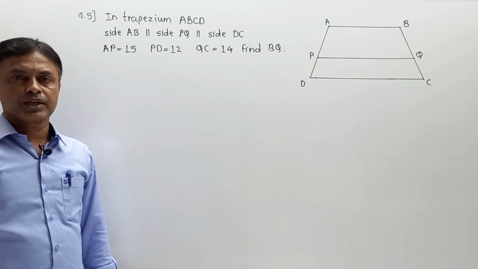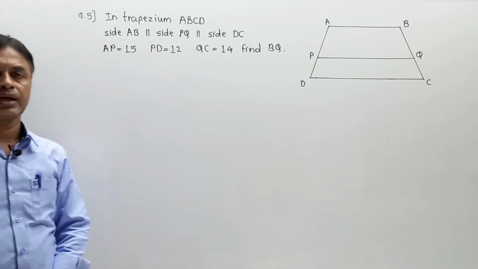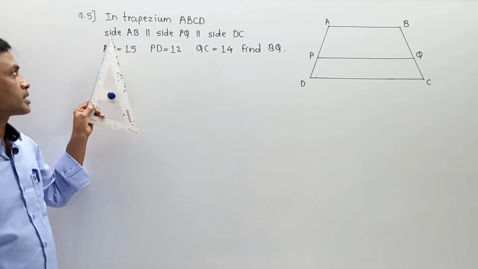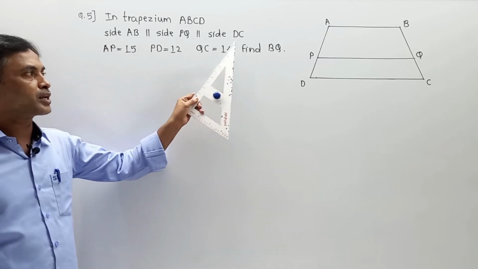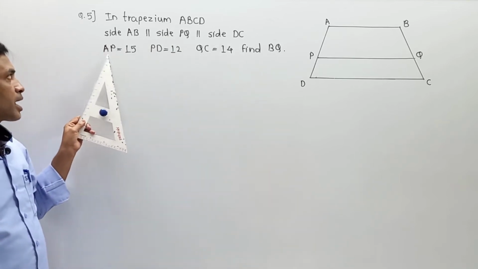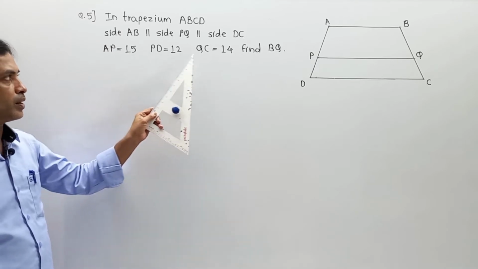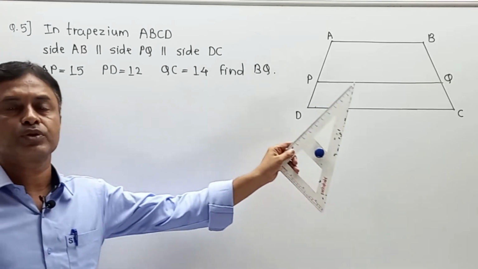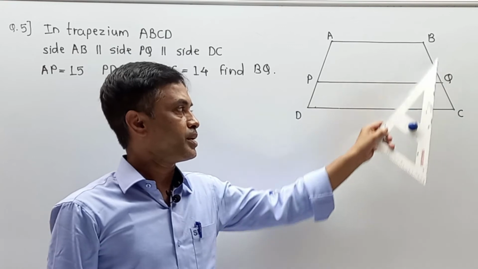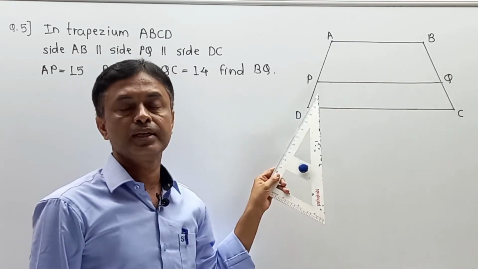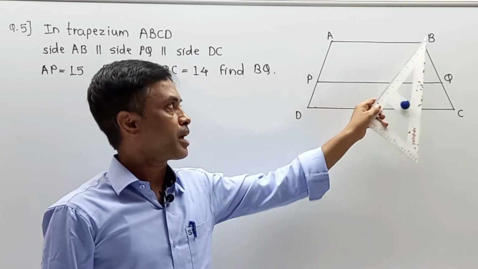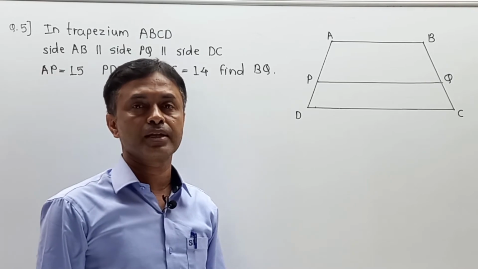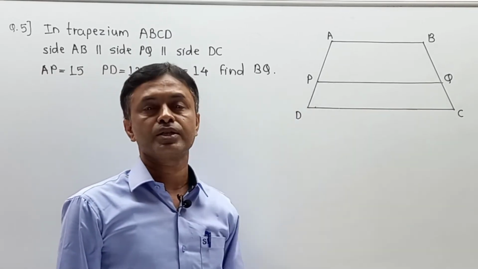Okay student, now moving to the next question, and that is question number 5. In trapezium ABCD, side AB is parallel to side PQ, parallel to side DC. AP equal to 15, PD equal to 12, QC equal to 14, then find BQ. Now we are trying to understand the same question from the diagram point of view. ABCD is a trapezium in which AB is parallel to PQ, parallel to side DC, means it is a numerical of 3 parallel sides and definitely 2 transversals.